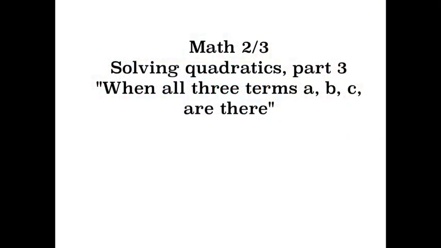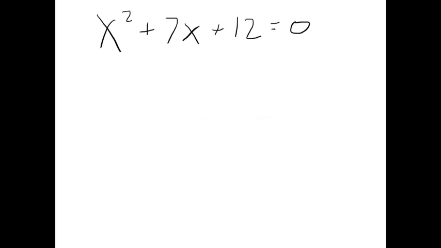This is another video for Math 2-3. This is solving quadratics part 3, and this is when all three terms, A, B, and C, are there. If we look at this quadratic that we're given, please notice that there is an x squared term, and the value of A in front of it is 1. We just can't see it. And then there's bx, where b is 7, and cx, where c is 12.